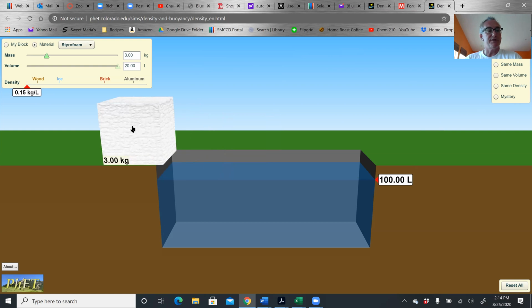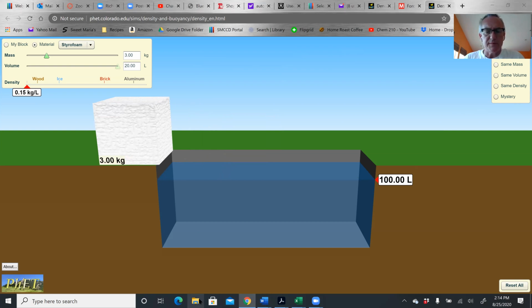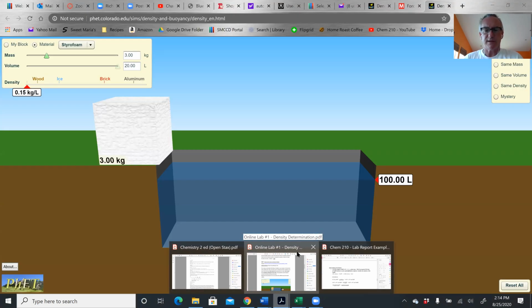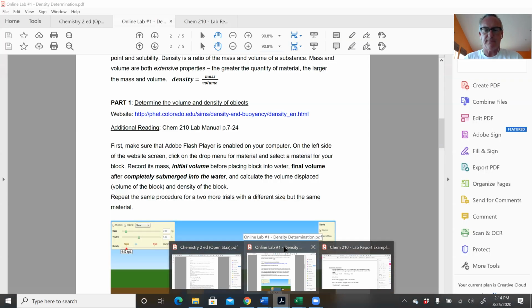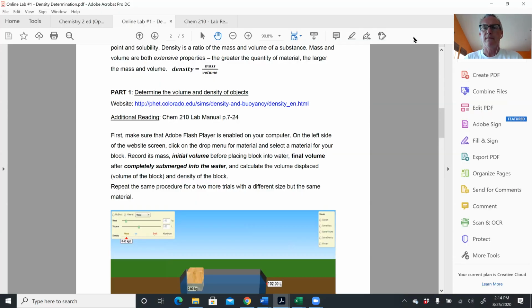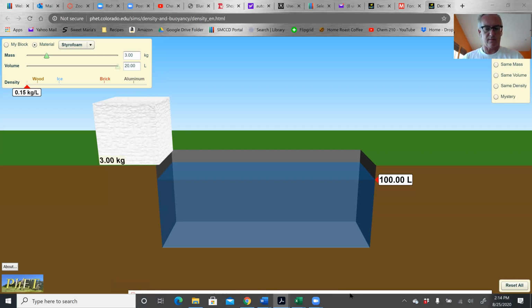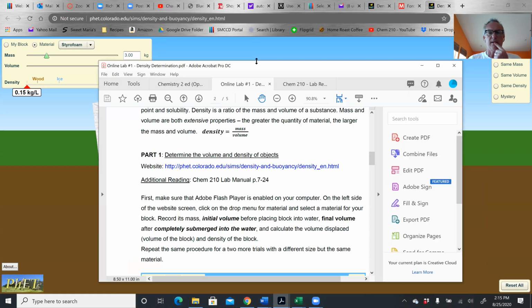Okay, so then you would use those. There's styrofoam, wood, ice, brick, and aluminum. And I think the particular experiment we're doing gives you 3. Trying to see which one it gives us. I don't think for the first part, I don't think it gets, you have to do the unknown one. Let me see.